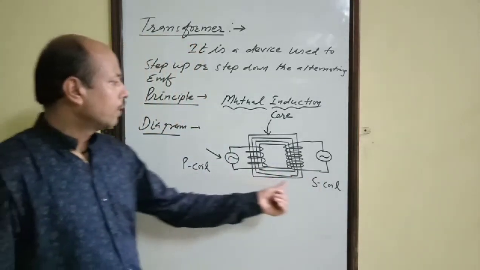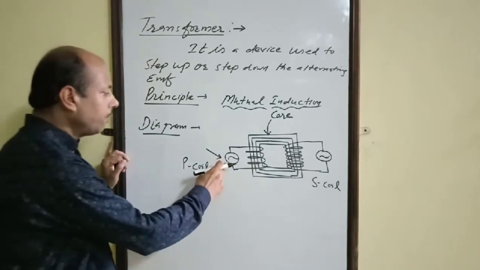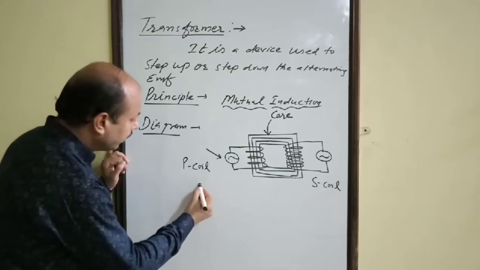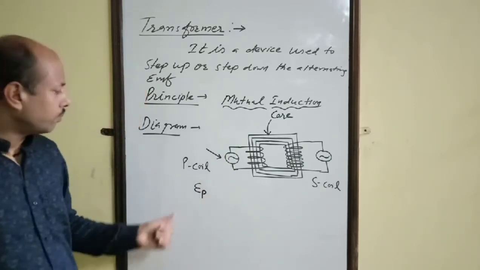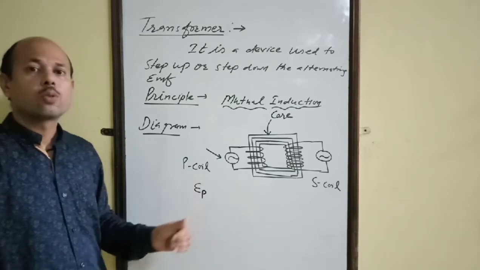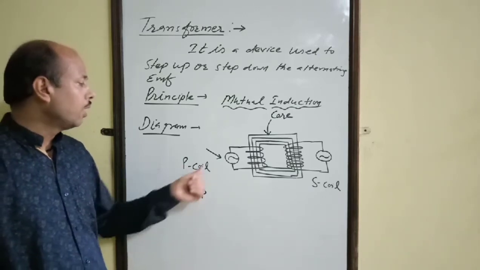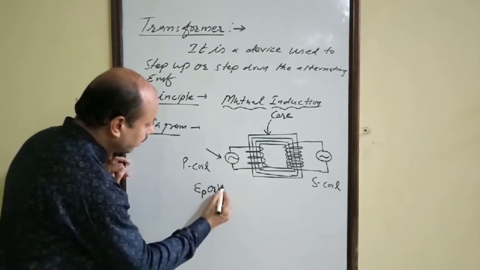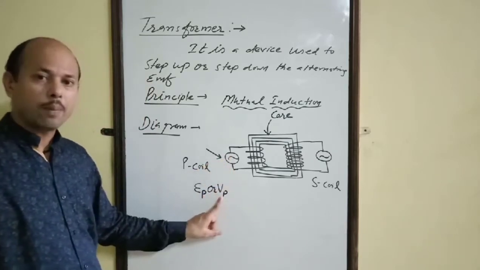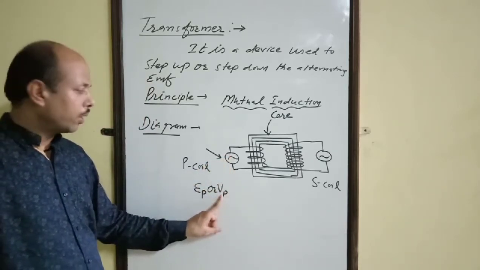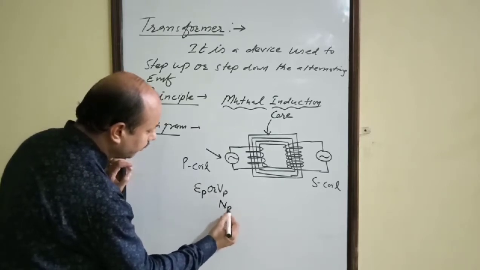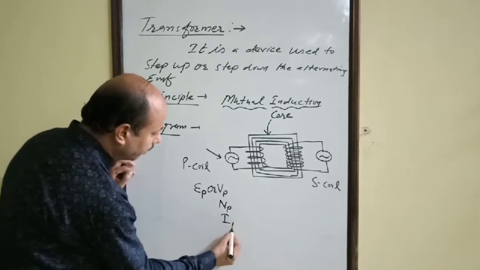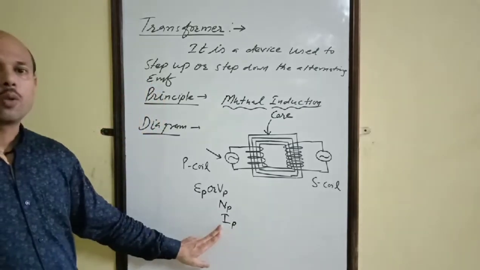This is the primary coil, this is the secondary coil. The EMF associated with the primary coil we denote by EP. Let us suppose EP, or we can also say VP. V is the voltage or E is the voltage, that is EMF. EP, or VP, is the EMF or voltage of the primary coil. And NP is the number of turns in the primary coil, and IP is the current in the primary coil.